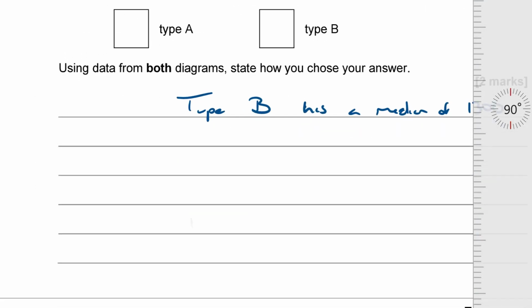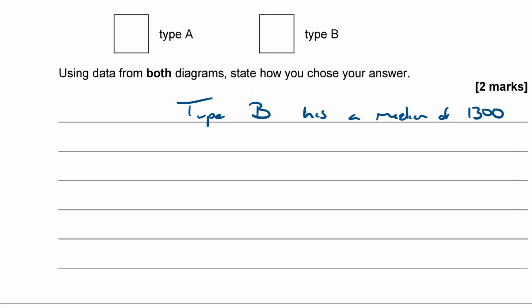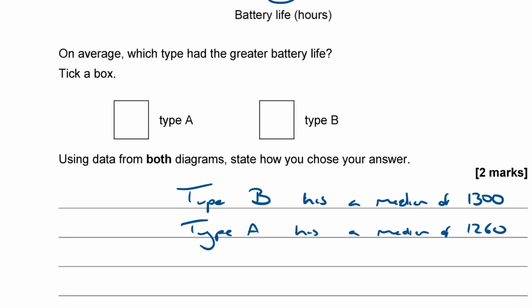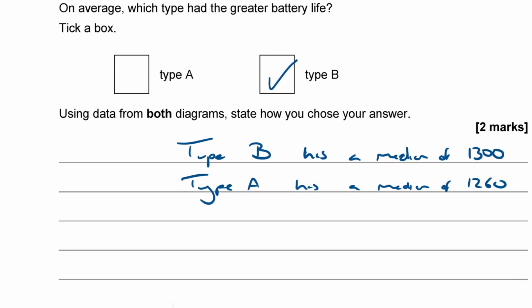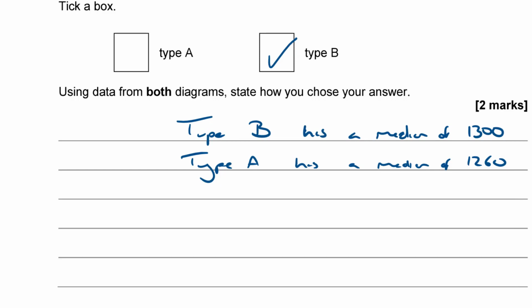So we said that type B has a median of 1300 and type A has a median of 1260. So B has the biggest median, doesn't it? So what do we have to tick? On average, which type has the greater battery life? B does. State how I chose my answer. Well, I've shown that. That's all fine.